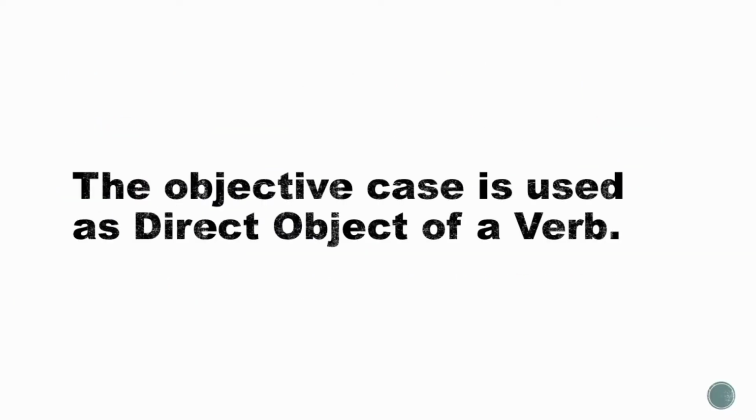We now go to the objective case. The objective case is used as direct object of a verb. An example here, mother summoned Marc and me. So we used the pronoun me in the objective case because that would be the object receiving the action of summoning by the subject, which is mother. So how do I make sure that I get the right case this time? If I take out, for example, Marc, that would be mother summoned me, and still it would be correct.